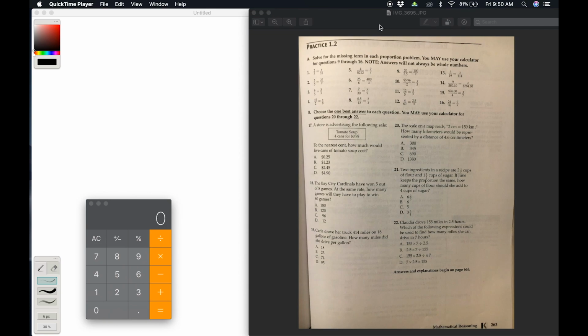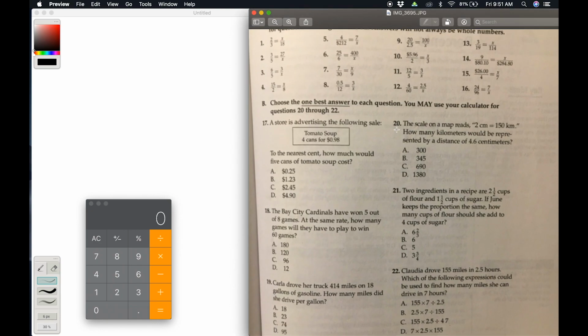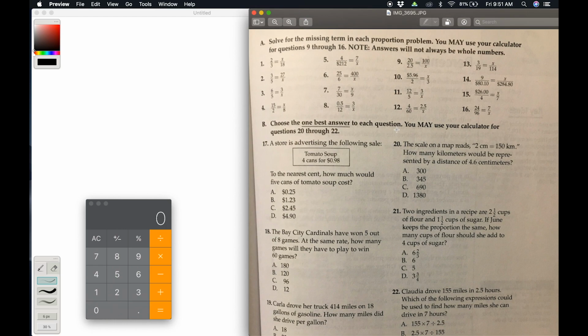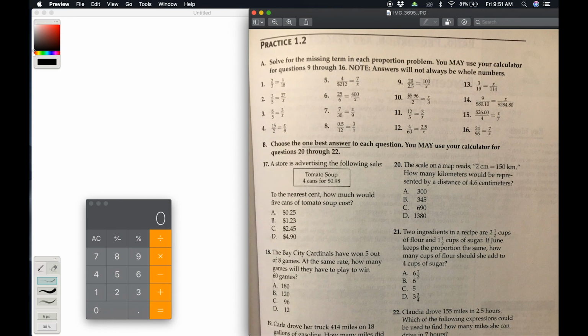Okay, so here we go. Make this a little larger. Okay, so solve the missing term in each proportion problem. You may use your calculator for questions 9 through 16. I love it when they say that, because some of these take a really long time and it's easier to use your calculator, although it's good to know how to do it without the calculator. Note, answers will not always be whole numbers. Well, that is good to know. Thanks for telling us. Sorry, some of these numbers are a little fuzzy, but we can make it out.